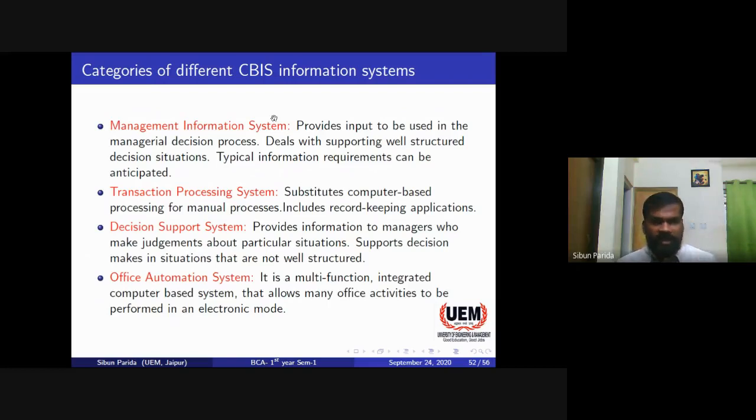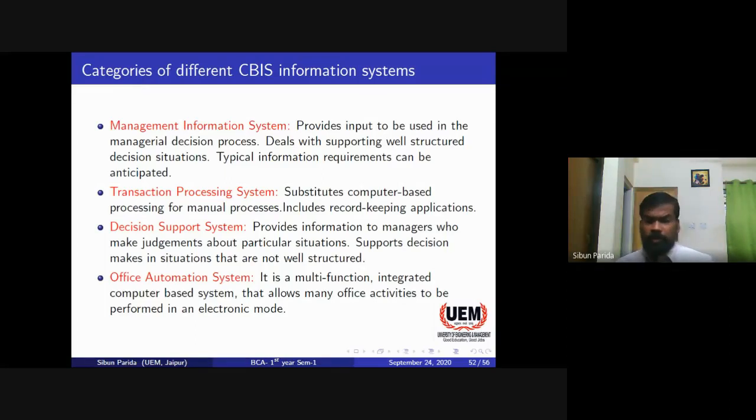Next, we have discussed the categories of different computer-based information systems. First we discussed the management information system. What is it doing? It provides input to be used in the managerial decision process, and deals with supporting well-structured decision situations. Typical information requirements can be anticipated. Next is the transaction processing system, which we just covered. It substitutes computer-based processing for manual processes, and includes record-keeping applications.